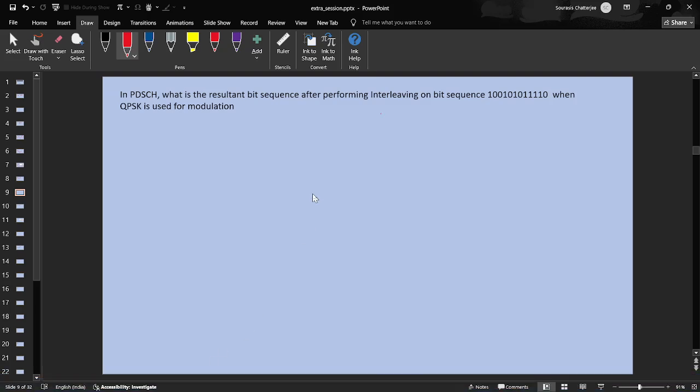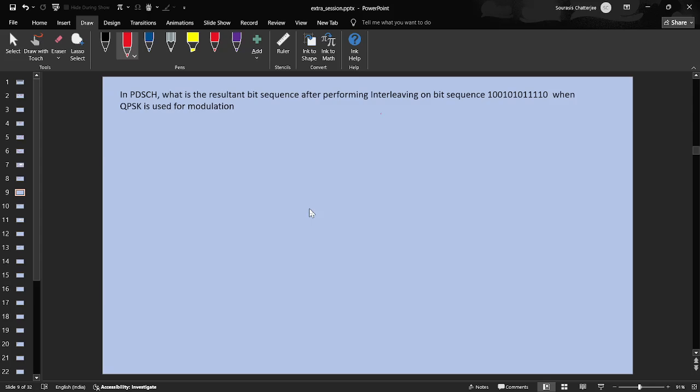So about this question, we are given a bit sequence. It comes to interleaving, that means after the rate matching block, as the output of the rate matching block, we are getting this bit sequence. Now we have to perform interleaving, and the modulation scheme is QPSK. So what should be my interleaved sequence? How am I supposed to get it?